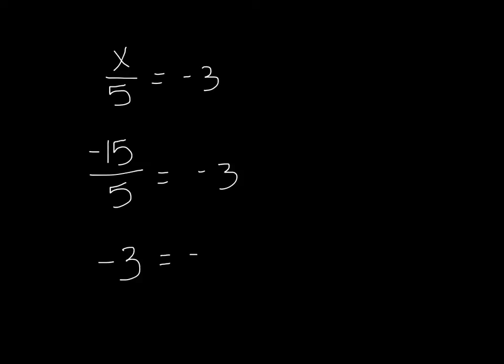problem. It was x/5 equals negative 3, or x divided by 5 equals negative 3. If I put in my negative 15 divided by 5 equals negative 3, well, let's see if that works. Does negative 15 divided by 5, what does that equal to? Well, I can do my 5s, right? I can count my 5s, 5, 10, 15. That is a negative 3 equals negative 3. So this checks out.